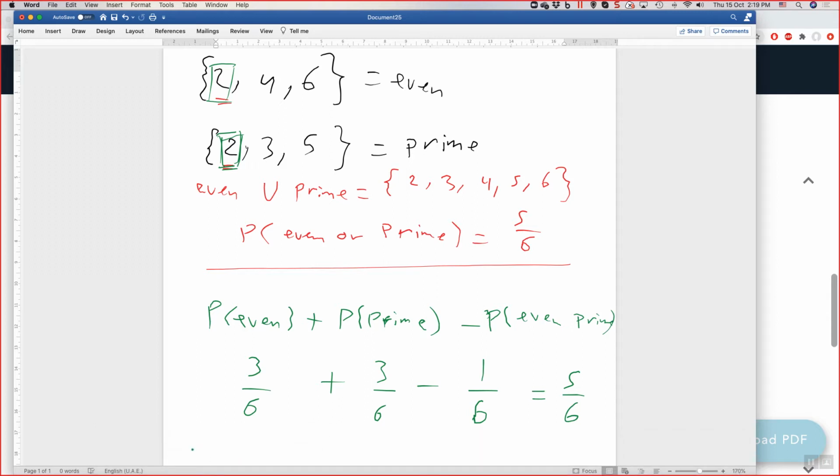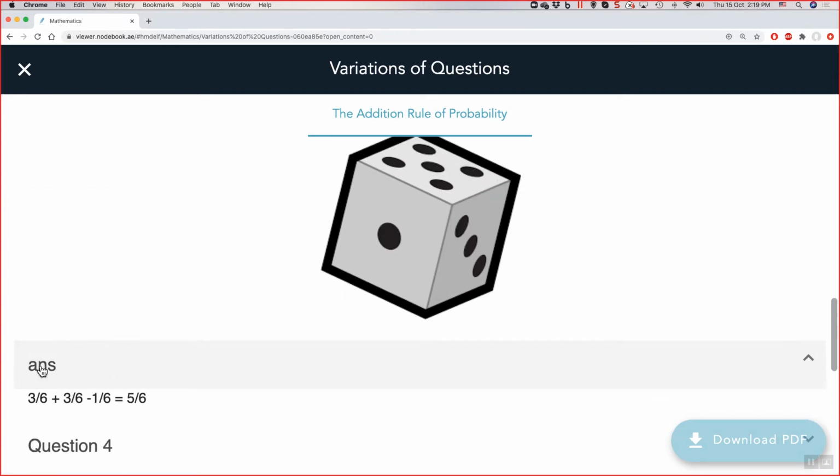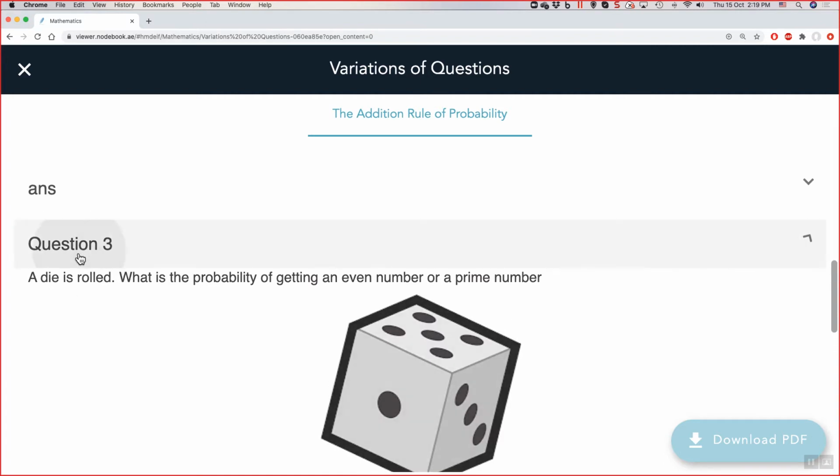Okay, clear now? Maybe I can just write this note that the even prime is only the 2, which is one outcome, so 1/6. So that was another example of how we can use the addition rule. Sometimes we don't need the addition rule, but the concept of the OR has to be clear. So here I wrote the answer with the addition rule.